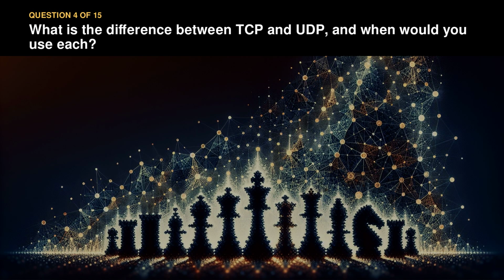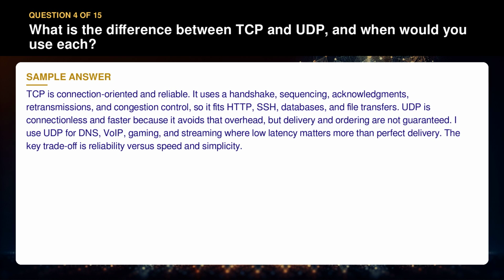Question 4. What is the difference between TCP and UDP, and when would you use each? TCP is connection-oriented and reliable. It uses a handshake, sequencing, acknowledgements, retransmissions, and congestion control, so it fits HTTP, SSH, databases, and file transfers. UDP is connectionless and faster because it avoids that overhead, but delivery and ordering are not guaranteed. I use UDP for DNS, VoIP, gaming, and streaming, where low latency matters more than perfect delivery. The key trade-off is reliability versus speed and simplicity.